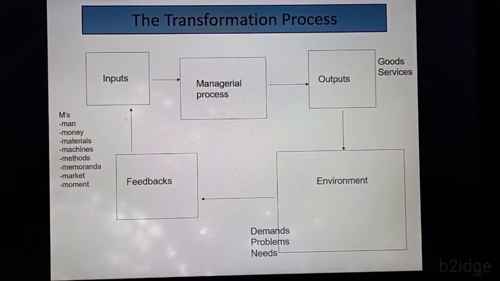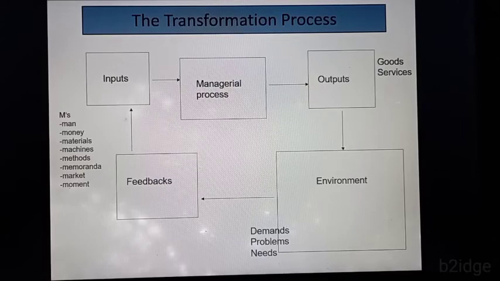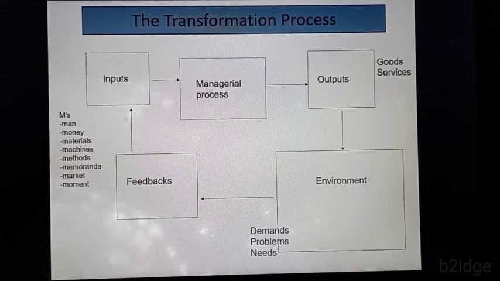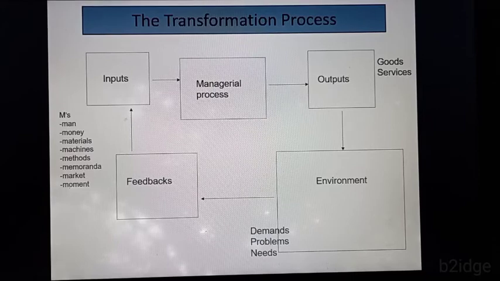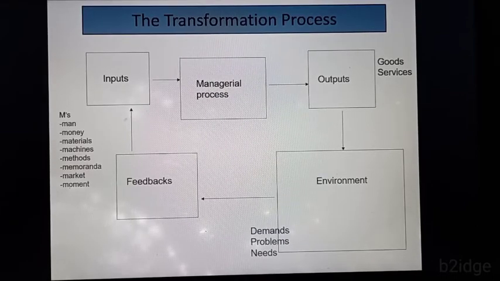Well, we can see here the transformation process of an organization. Within an organization, we start with the inputs, then proceed with the managerial process, then proceed with the outputs, whether it be goods or services. Then, based on the environment, we scan the demands, problems, and needs, and then feedbacks with regards to the operations of the organization. And then these feedbacks will be put back to the inputs.